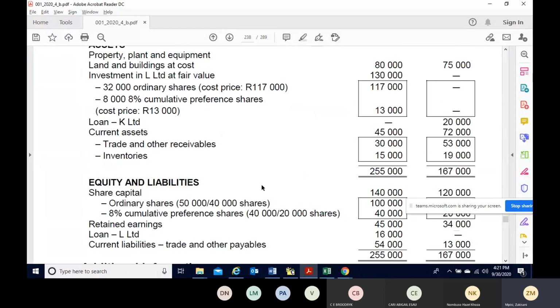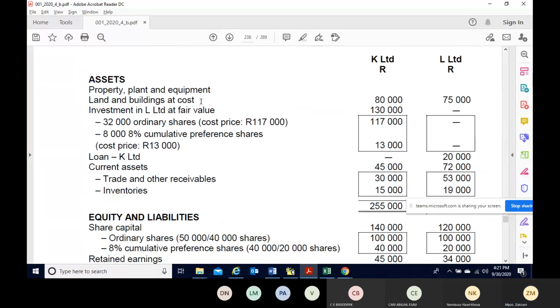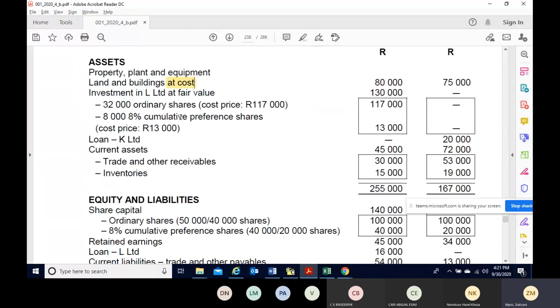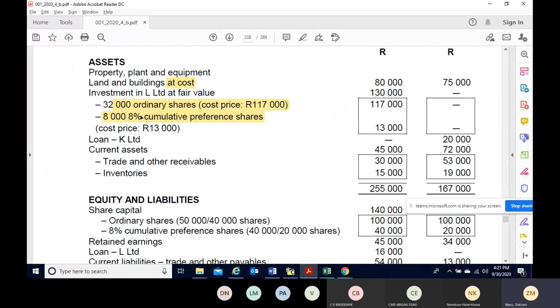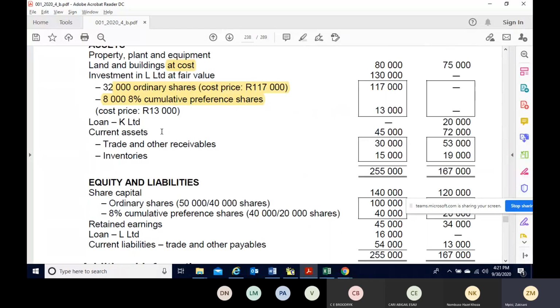So we are provided with the statement of financial position. We can see that we've got land at cost. We have investment at fair value. We've got ordinary shares and preference shares, so please do note these things. This is the investment in LLTD, so LLTD is the subsidiary. We've got the number of shares, percentage of shares, the amount. We've got a loan to KLTD.